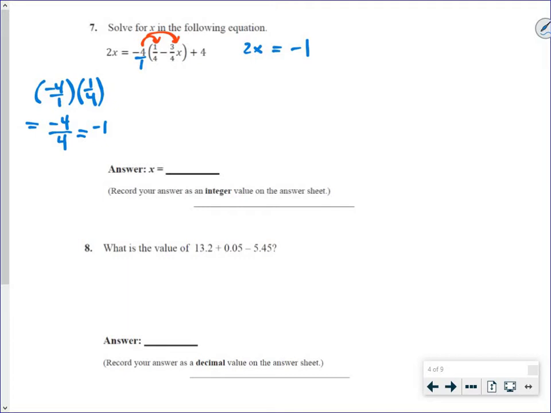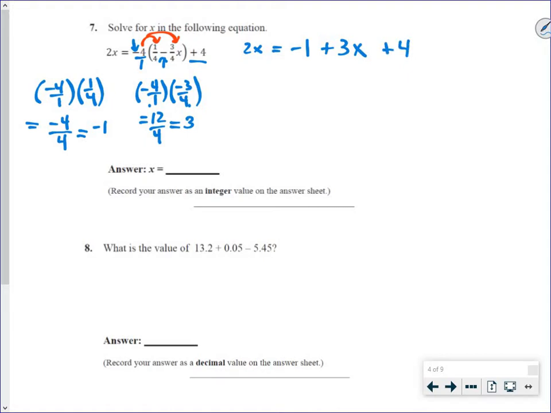Next, I've got negative 4 times negative 3 over 4, or if you like, negative 4 over 1 times negative 3 over 4. Negative 4 times negative 3 is positive 12 divided by 4, right, because 1 times 4 on the bottom. 12 divided by 4 is 3. So we have plus 3x. Keep in mind that is a plus because we are doing negative by a negative, which makes it positive. Okay, and then we still have plus 4.